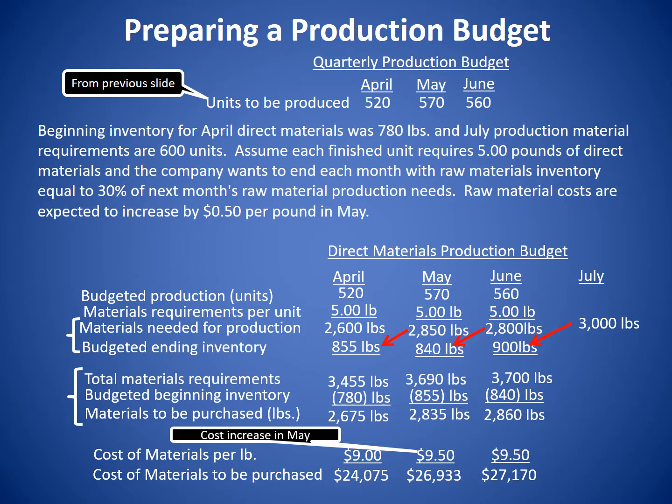However, the one difference that is going to occur is we're told that in May, our material costs are going to increase by 50 cents a pound. So that goes from $9 per pound to $9.50. So we take our material purchases in May, and instead of multiplying it times $9 a pound, we multiply it times $9.50. So the cost of materials to be purchased in May are $26,933. And then we repeat that computation, including the $9.50 cost per pound, for June.